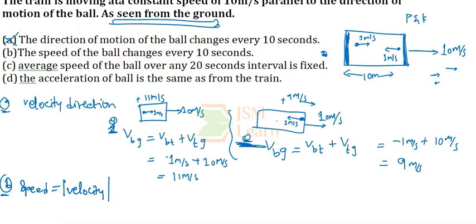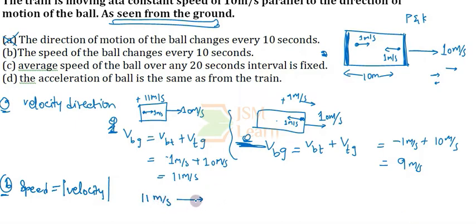In the previous scenario we know that the direction of velocity was not changing with respect to the person standing on the ground. It was always directed in the rightward direction, but we have seen that the magnitude of velocity with respect to the person standing on the ground changed from 11 to 9. So obviously there is a change in the speed, which is nothing but a change in the magnitude of velocity.